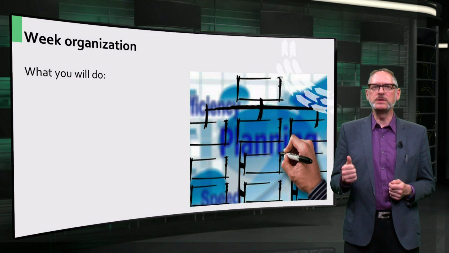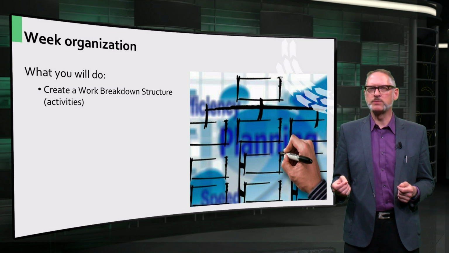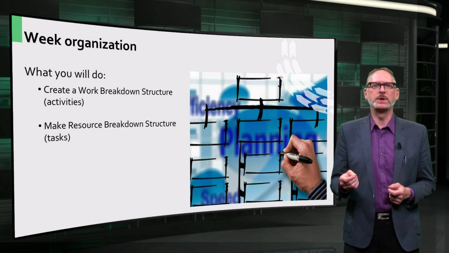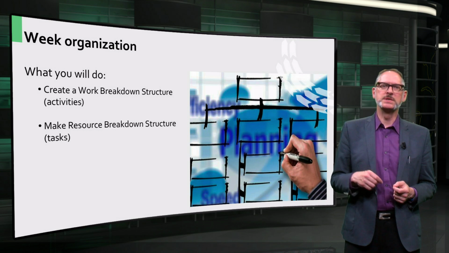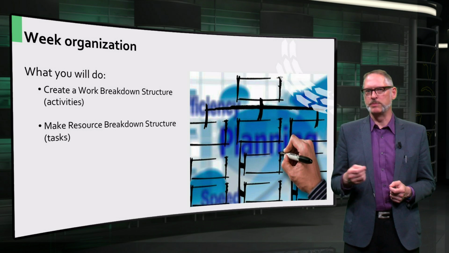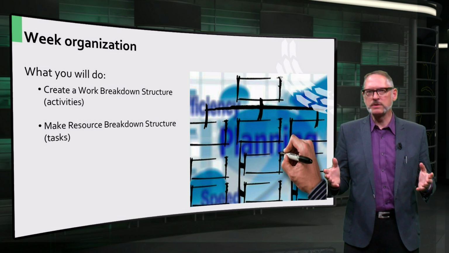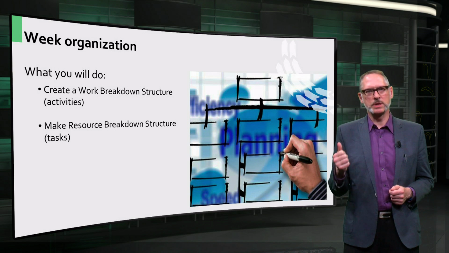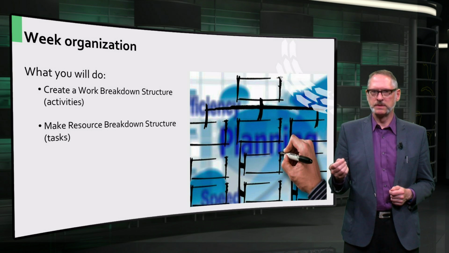In this week, we will lead you through the process of planning a project. You will create a work breakdown structure of all activities and make a resource breakdown structure in which you will assign tasks to different actors. Our purpose is to provide you with a basic understanding of what a building project is and how it is organized. This is only part of the work of a project manager, but it will give you a good idea of the kind of work a project manager does and what sorts of skills and knowledge are needed.